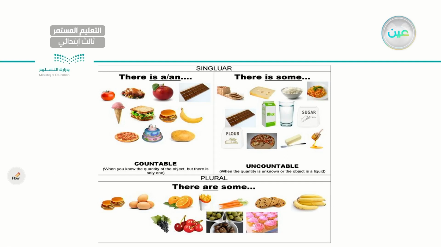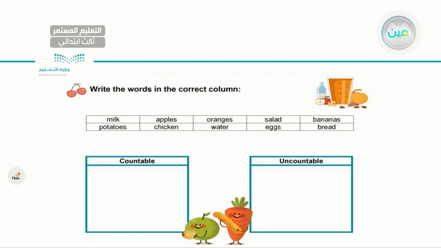As for the plural here, as you can see, all the items here are countable. There are some eggs, there are some cherries, there are some olives, there are some carrots, there are some bananas, and so on. So I can count them. That's why we are using are and s for plural.